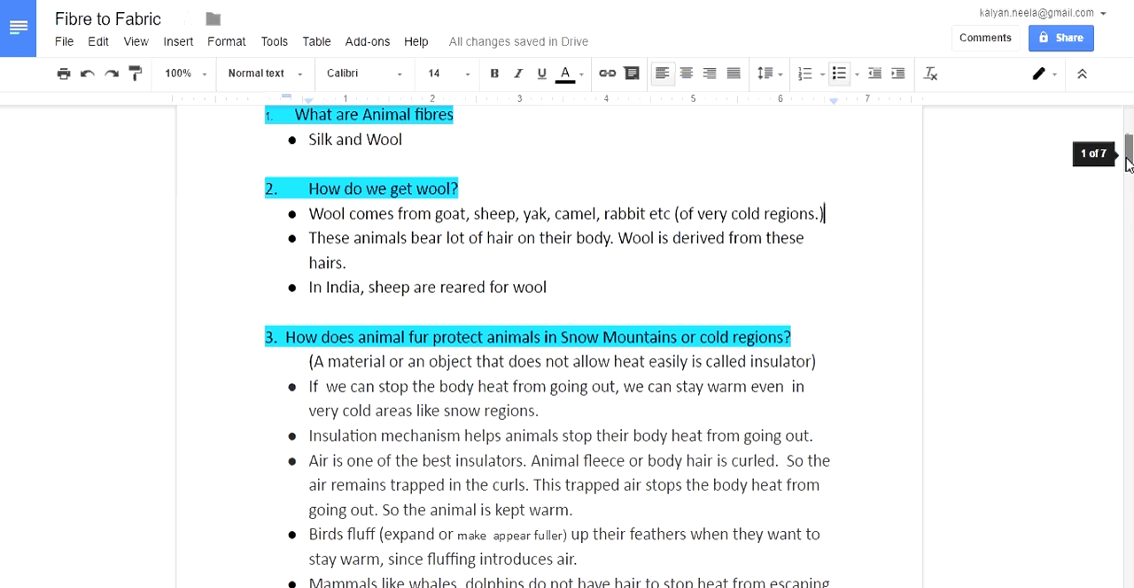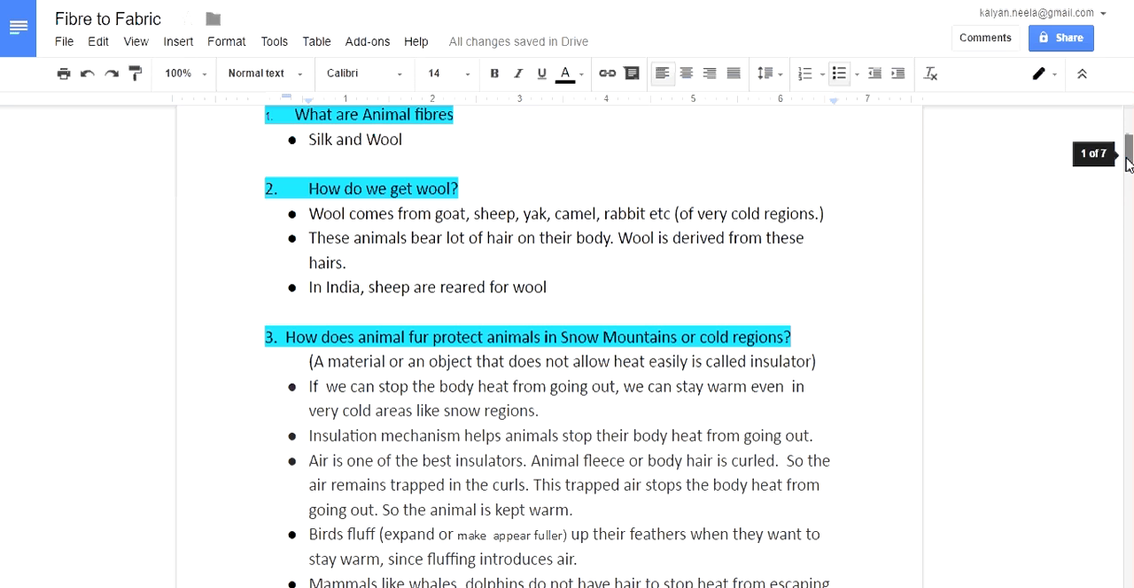They don't have any shelter, right? How do they survive? They don't have coats to wear also. If I have to tell you a one-word answer, the mechanism used to protect them from extreme cold weather is the insulation mechanism. You have to memorize this. Insulation means blocking heat.